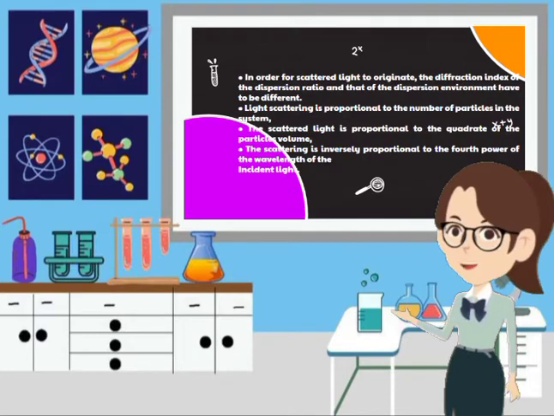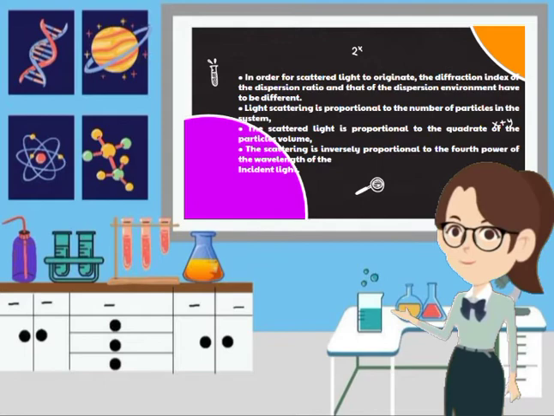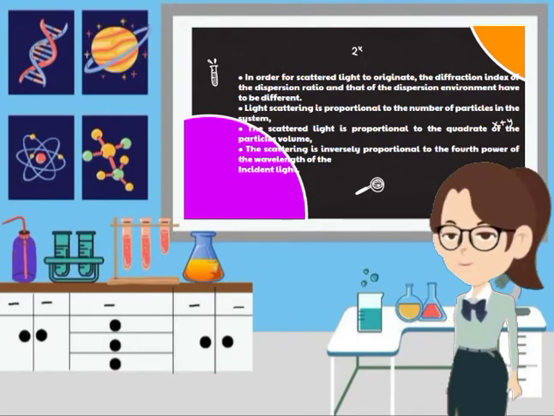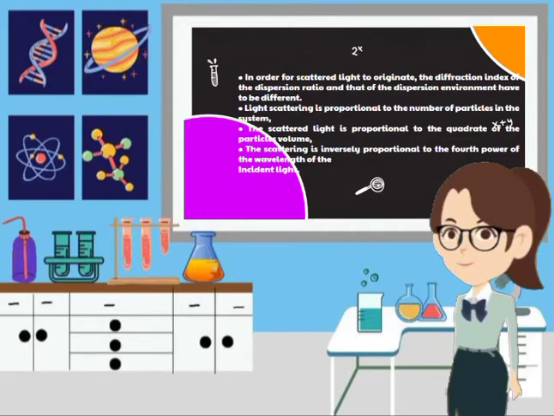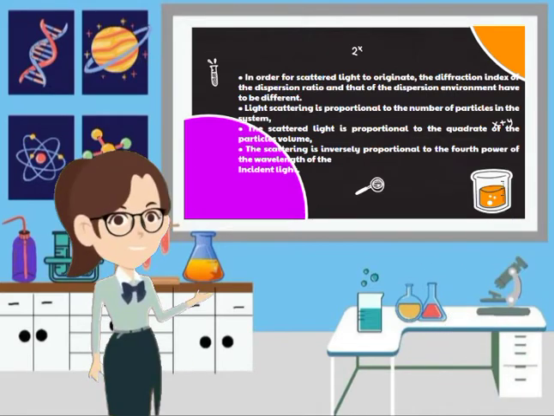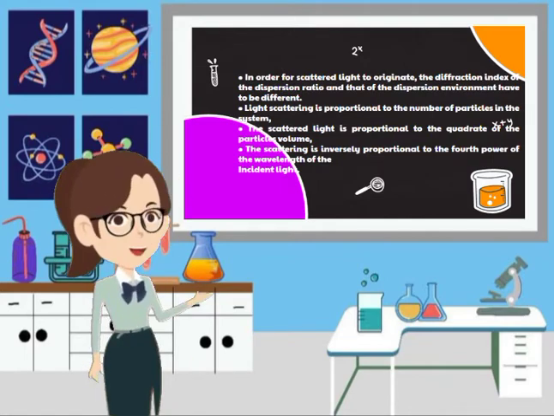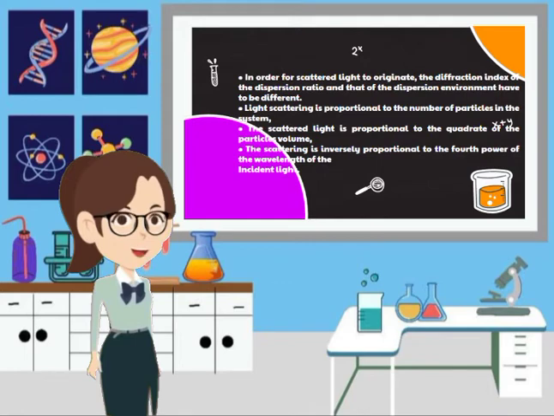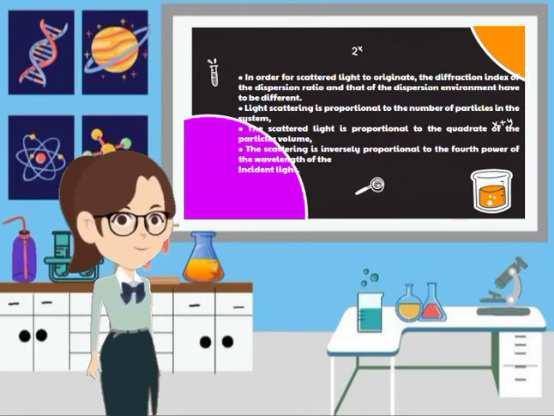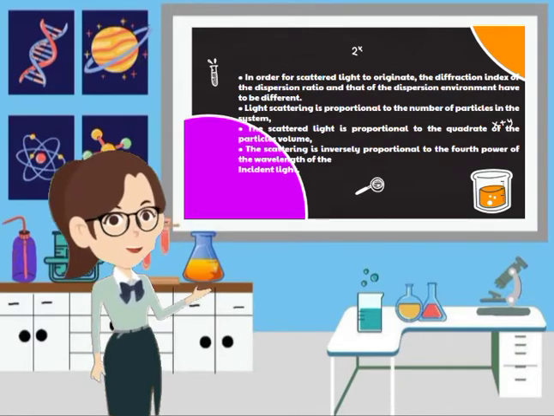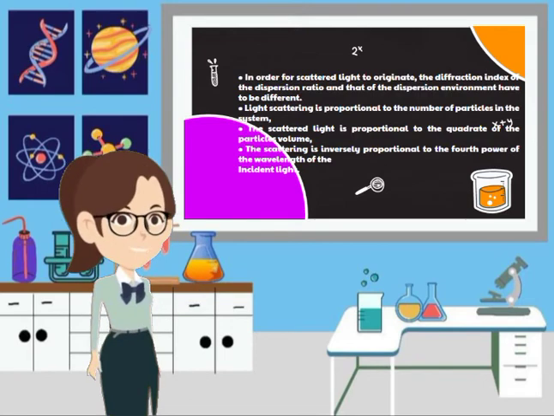From this relation, it is obvious that in order for light to be scattered, the refraction index of the dispersion phase and that of the dispersion environment have to be different. Light scattering is proportional to the number of particles in the system. The scattered light is proportional to the square of the particle volume. The scattering is inversely proportional to the fourth power of the wavelength of the incident light.